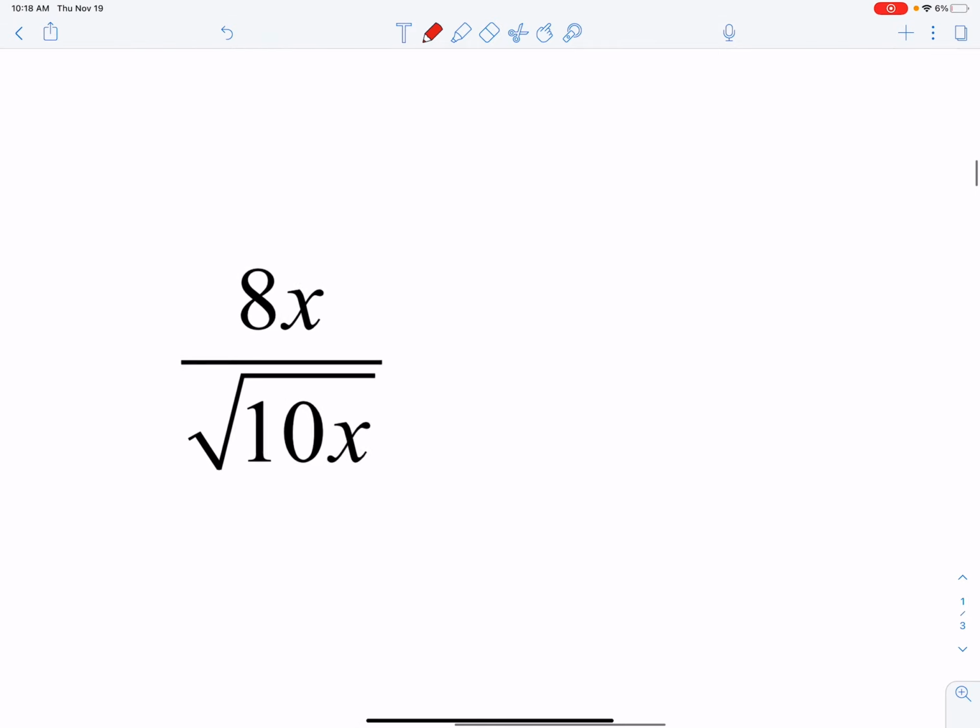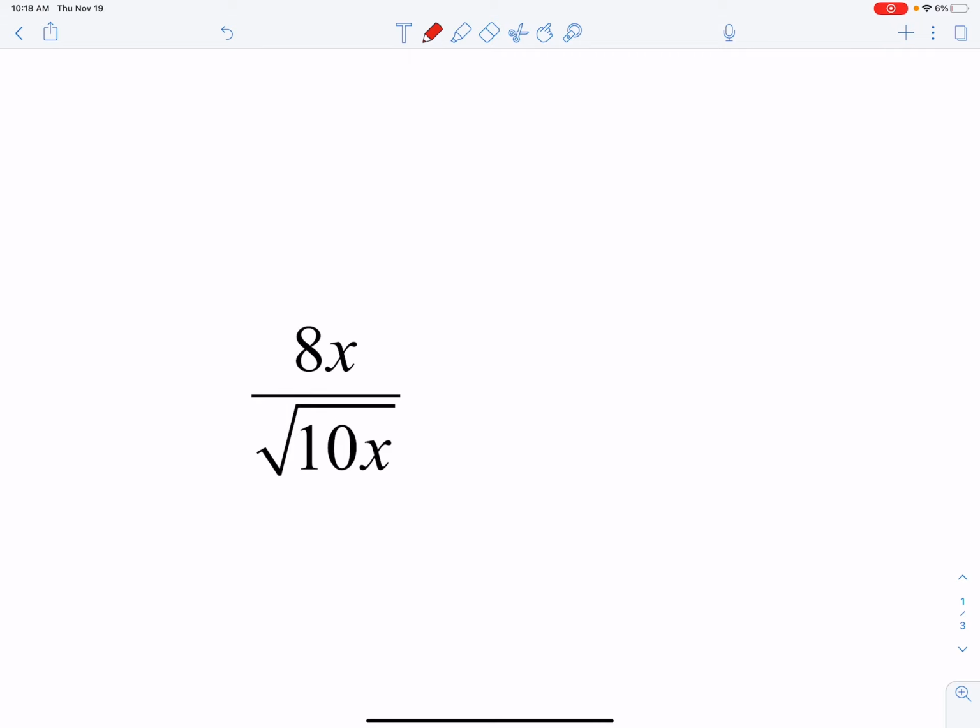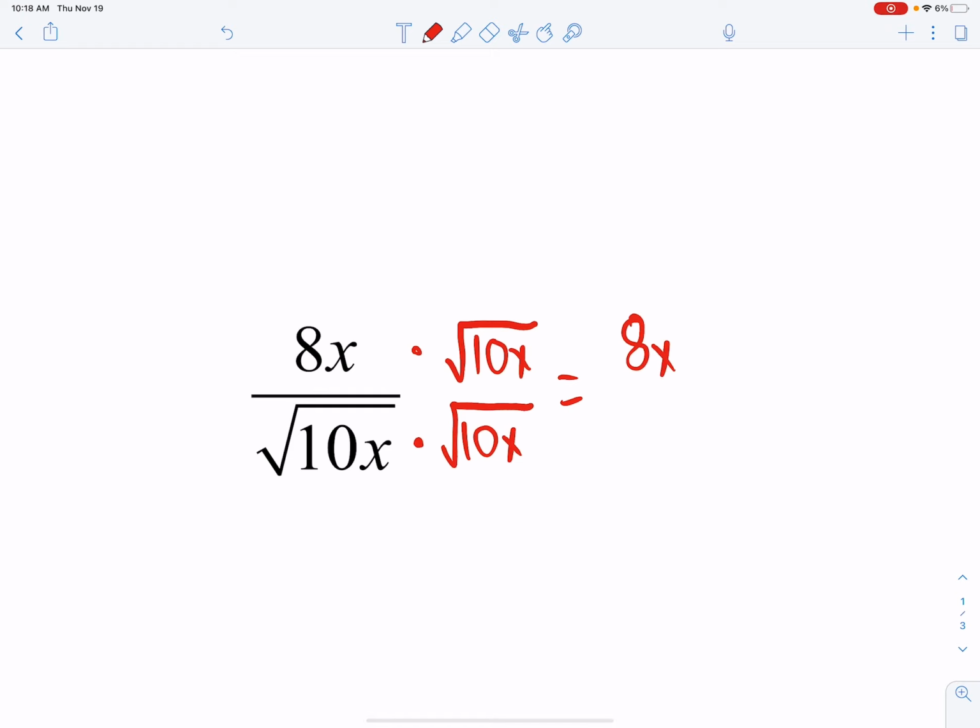Let's try another example. Here we have 8x divided by the square root of 10x. So here, the root you're trying to get rid of is the root you multiply by on the top and the bottom. So we multiply by the square root of 10x over the square root of 10x. On the top part, we just have 8x square root of 10x. And then on the bottom part, the square root of 10x times the square root of 10x is 10x.